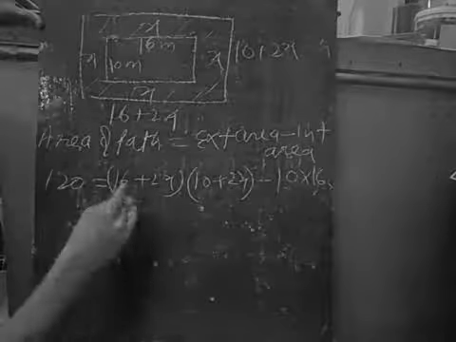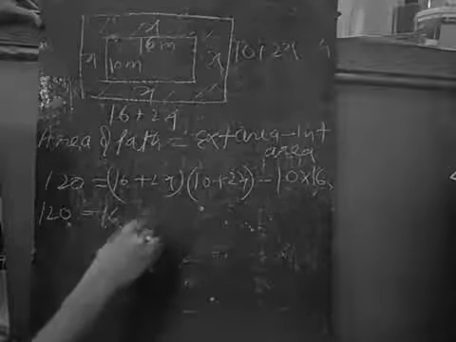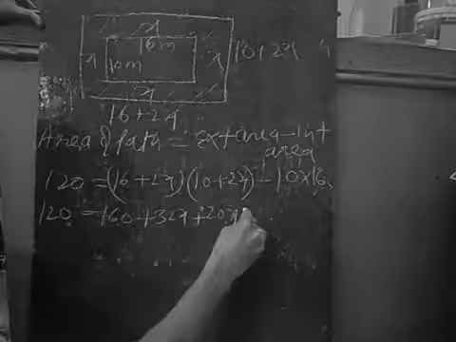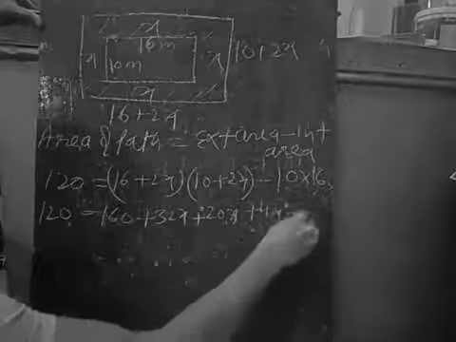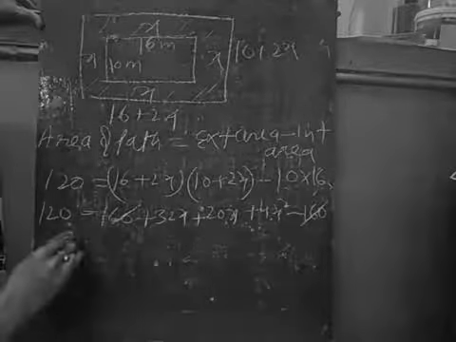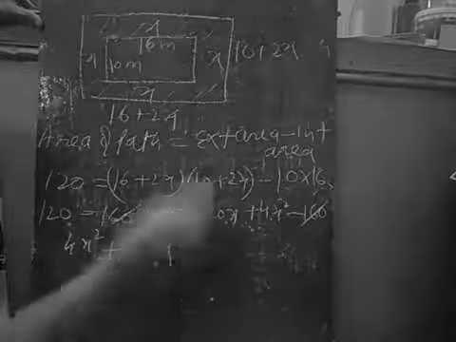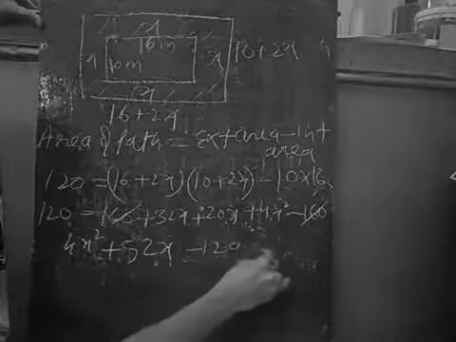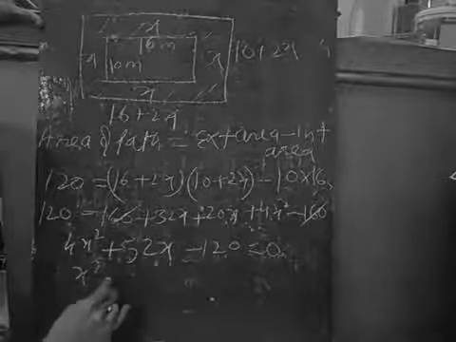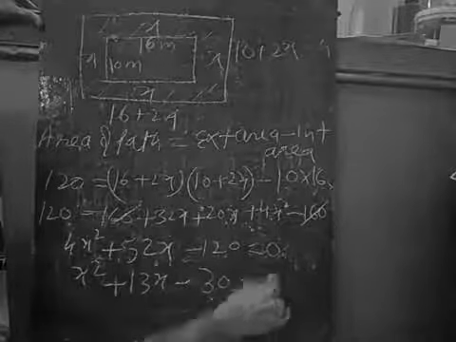So solve it. This remains 120. 16 times 10 is 160, plus 32x plus 20x plus 4x square, minus 160. The 160 and 160 cancel. So we get 4x square plus 52x minus 120 is equal to 0. It is divisible by 4, that is x square plus 13x minus 30 is equal to 0.